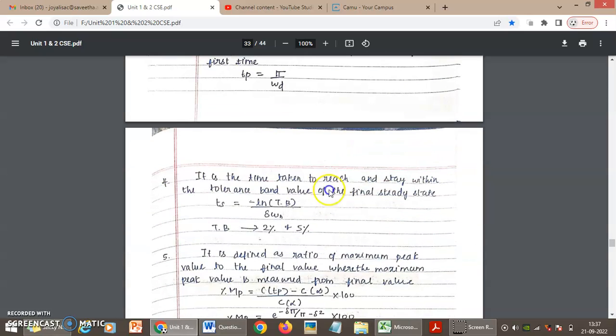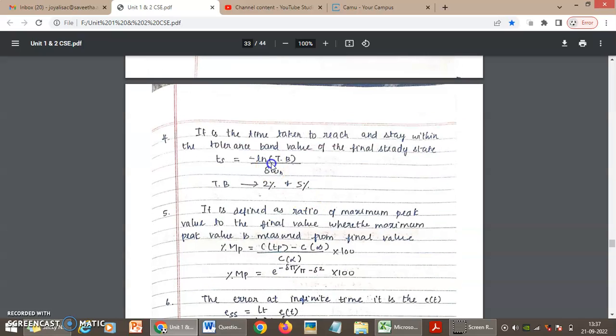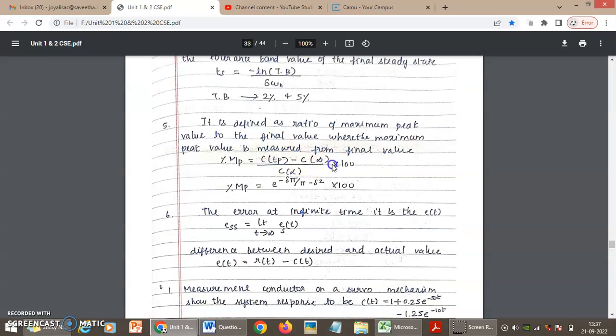Okay. Now for finding the settling time, it is ln of the tolerance divided by delta into omega n. For peak overshoot, we have a direct formula, which is (C of Tp minus C of infinity) divided by C of infinity into 100. These are the formulas used for finding the time response characteristics.